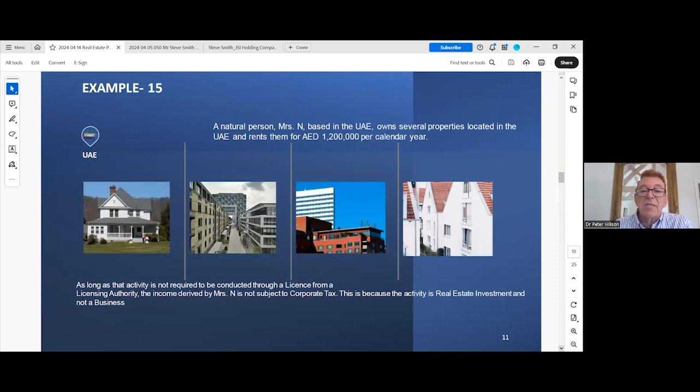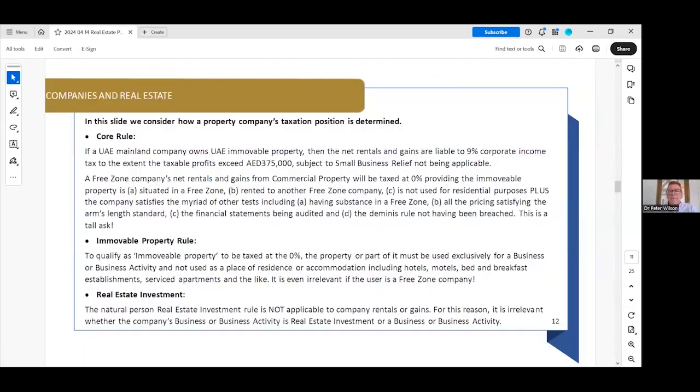Now, this is another one, example number 15 from the same guide. So this one says that Mrs. N, based in the UAE, owns several properties located in the UAE and rents them for 1.2 million dirhams a year. Now, what they're saying is the guide says, as long as that activity is not required to be conducted through a license from a licensing authority, the income derived by Mrs. N is not subject to corporate tax. And they're saying that this is because it's a real estate investment and not a business.